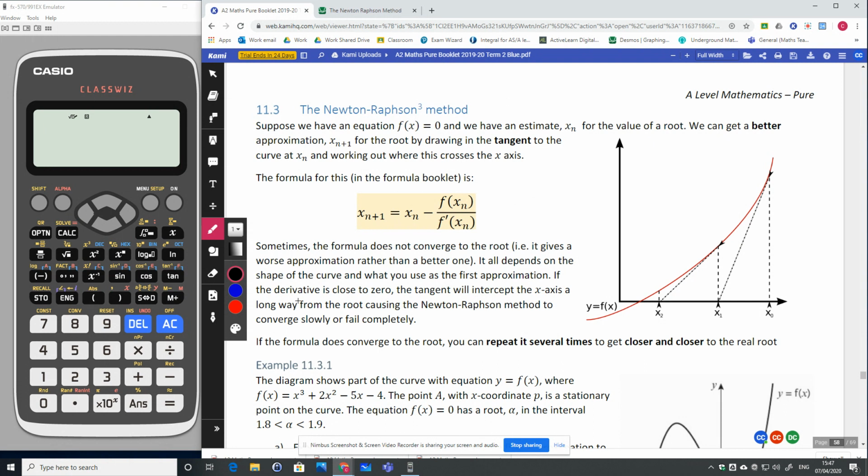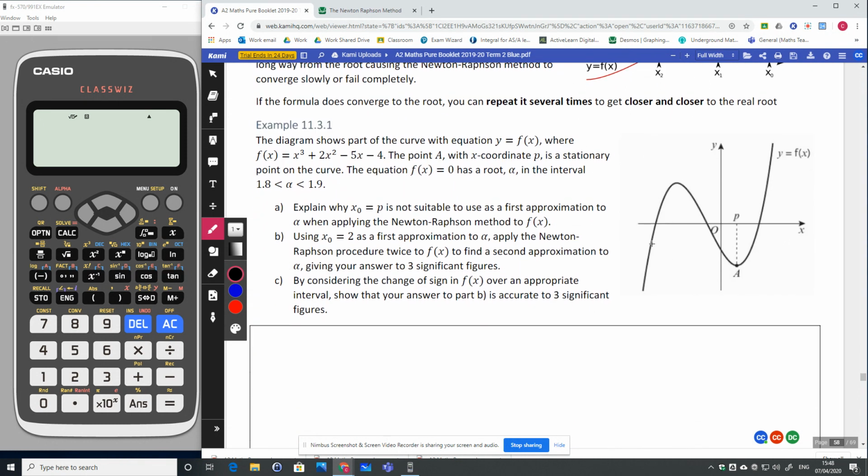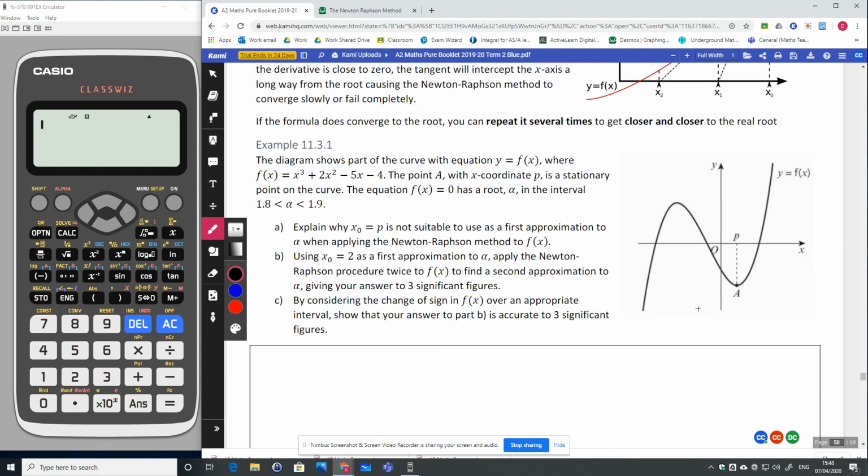So that's what that first section is talking about. If you want to pause the video and have a read through it, it might make a little bit of sense, hopefully. I'm going to move on to example 11.3.1. So we've been given this graph. Notice it's a continuous graph.